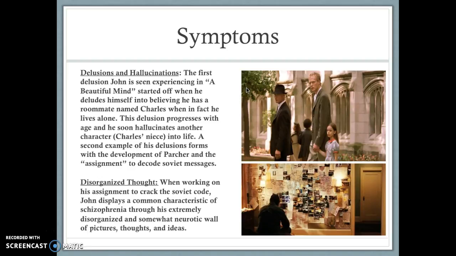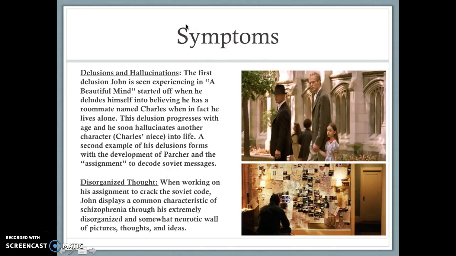The symptoms that Nash portrays are delusions and hallucinations. The first being when he deludes himself into believing Charles is real, his roommate, and then that progresses when he goes on later in his life to Charles having a niece that also does not exist. A second example of this delusion is with the development of Parcher and his assignment to decode Soviet messages.